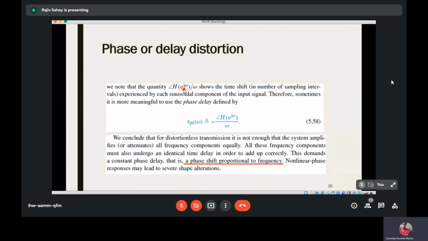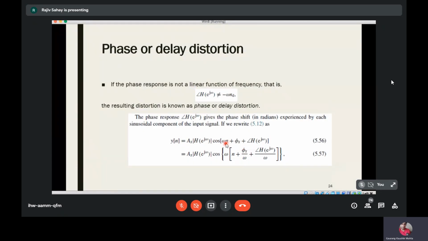Okay, this is phase in radians. That is, if you divide that by omega, so you see here omega into n plus phi. So omega into n is radians. Omega is radians per sample, so omega in radians per sample into sample gives you radians. Phase is in radians.